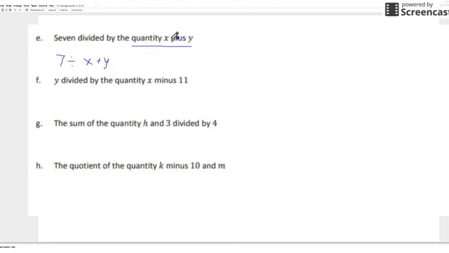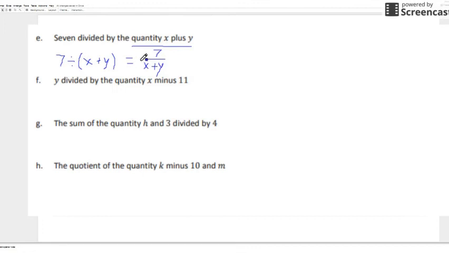But because we have to do the x plus y first, we have to use parentheses. There we go. Now, if we're going to write this as a fraction bar, this is where it gets a little bit more complicated. Well, remember the division symbol is where the fraction bar goes. So we cut it right here. The 7 goes on top, and this whole part goes on the bottom. So 7 divided by, and then on the bottom we get x plus y.